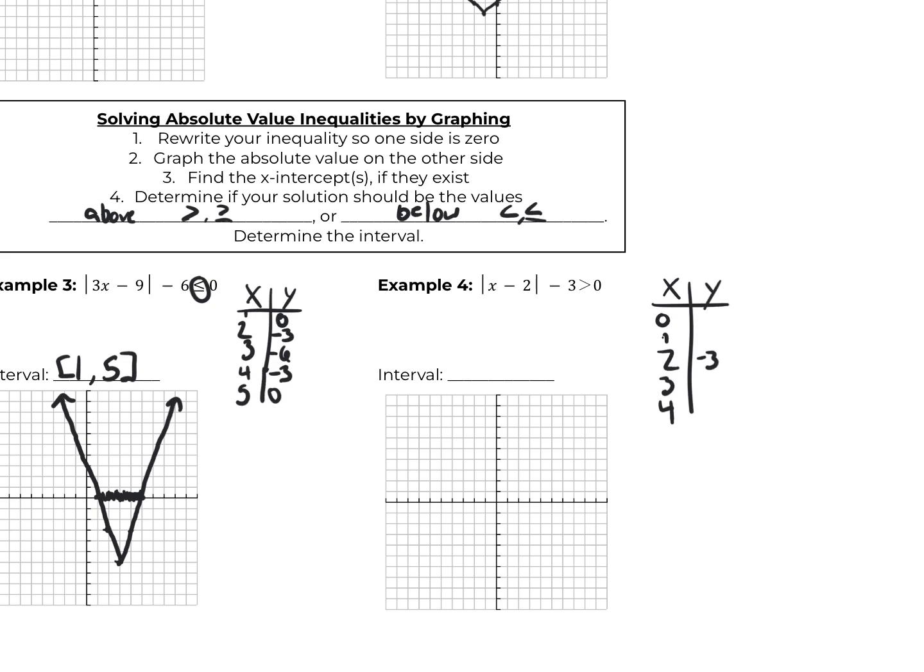0 minus 2 is negative 2. The absolute value of negative 2 is 2, and 2 minus 3 is negative 1. 1 minus 2 is negative 1. The absolute value of negative 1 is 1. 1 minus 3 is negative 2. 3 minus 2 is 1. The absolute value of 1 is 1. And 1 minus 3 is negative 2. And 4 minus 2 is 2. The absolute value of 2 is 2. And 2 minus 3 is negative 1. So we have 0, negative 1, 1, negative 2, 2, negative 3, 3, negative 2, 4, negative 1.